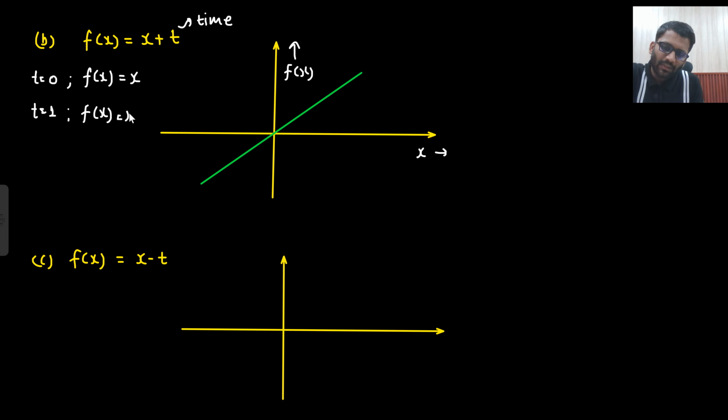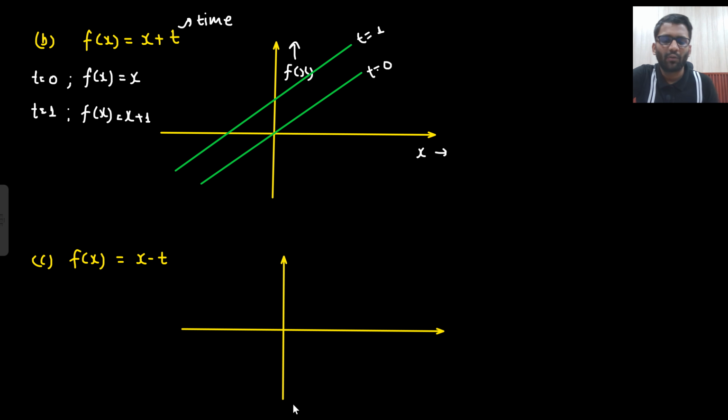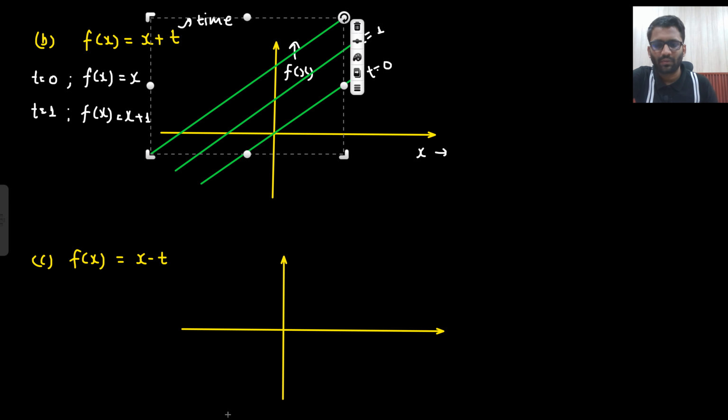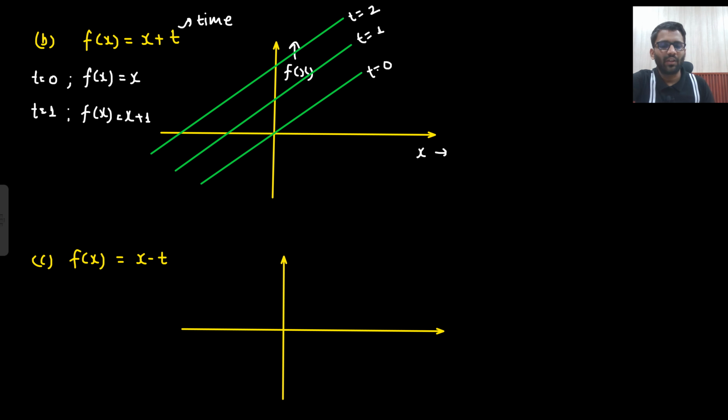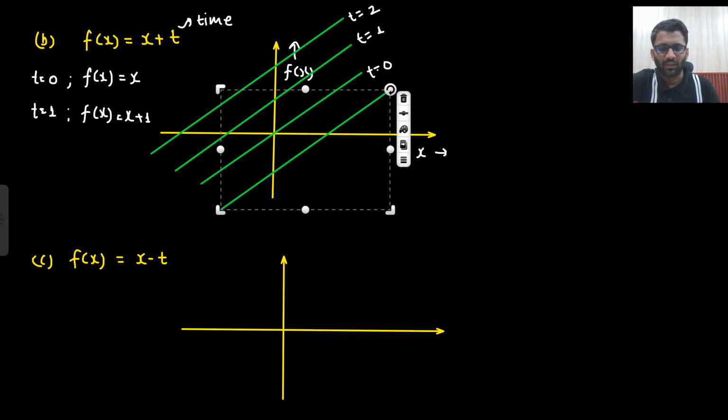Fx equals to x plus 1. How do you draw fx equals to x plus 1? Slope is 1, and on y-axis it will cut at 1. So this is how you will draw. So this was the graph for t equals to 0. This was the graph for t equals to 1. And what will be the graph of t equals to 2? This will be the graph of t equals to 2. What will be the graph of t equals to minus 1? This will be the graph of t equals to minus 1.